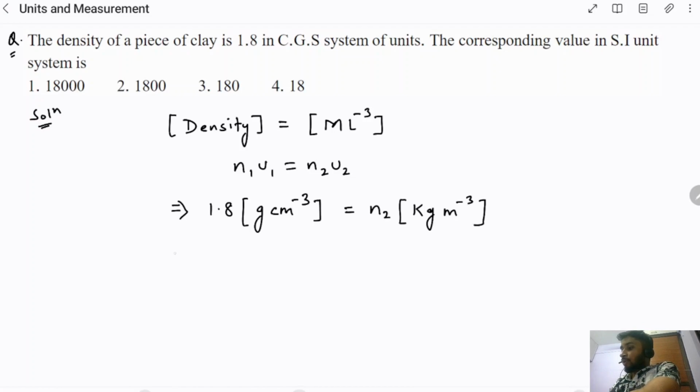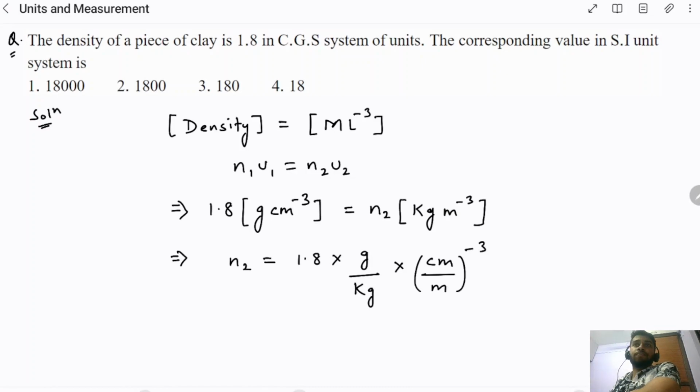Okay, now from here if we simplify, N2 will become 1.8 into gram by kg into centimeter by meter whole to the power minus 3. Okay.